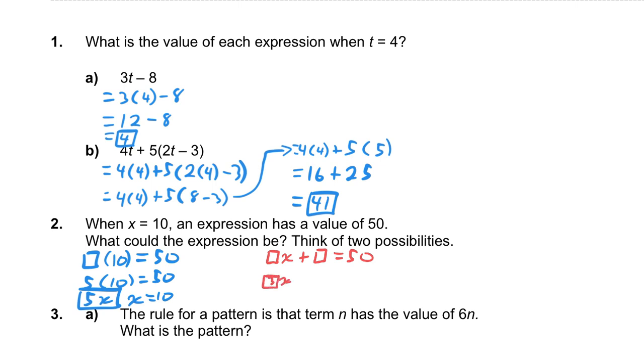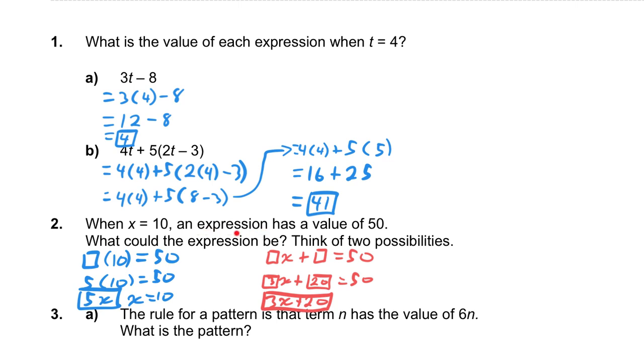So in this first box would be 3. Well, that would give us 30, right? And we know that we need to get to 50, so I need to add 20 more. So inside this box, I would say 20, and the whole thing would be 50. So our final expression would be 3x plus 20. And that is it.